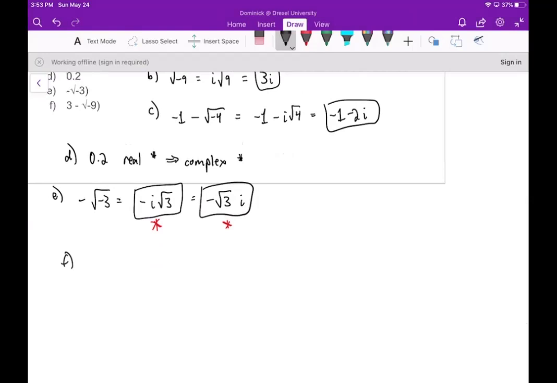Okay, now in part F, we have 3 minus the square root of negative 9. So we can write this as 3 minus i times the square root of positive 9. So we're going to get 3 minus 3i. And that's our final answer there.